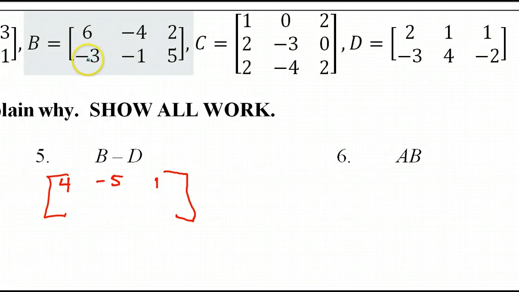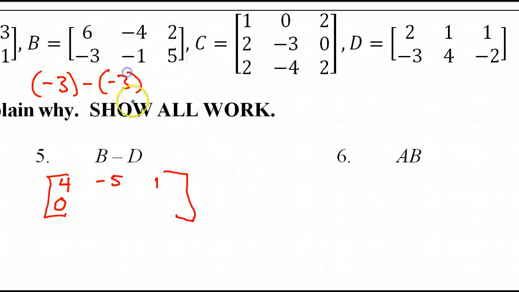Now be careful on this one. -3 minus -3 is 0. All right, let me show you that again. I said -3, okay, minus -3. See the double negative here? This is the same as -3 plus 3. That's why it's 0. And -1 minus 4 is -5.